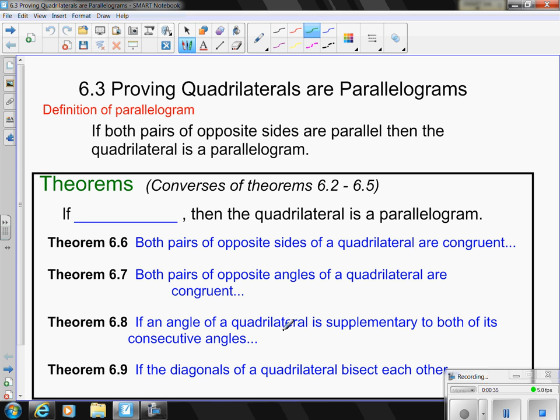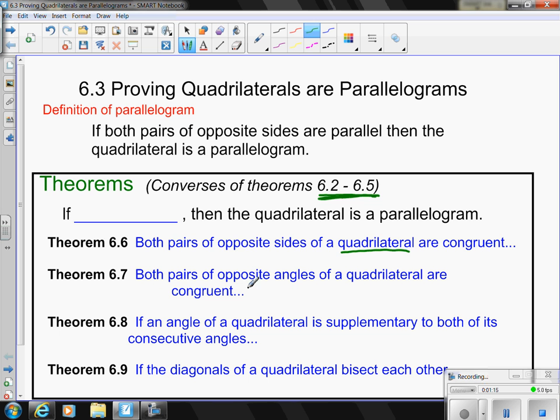In this case, we're going to be looking at the converses to theorems 6.2 and 6.5 that we looked at in the last section. The blue parts are going to be put into this blank. Theorem 6.6 says if both pairs of opposite sides of a quadrilateral are congruent, then the quadrilateral is a parallelogram. It is key to know it's a quadrilateral.